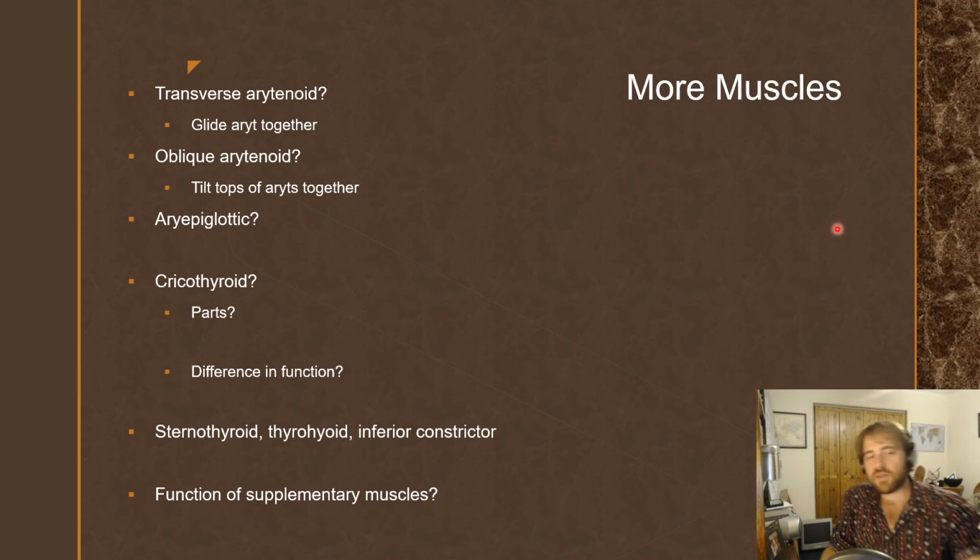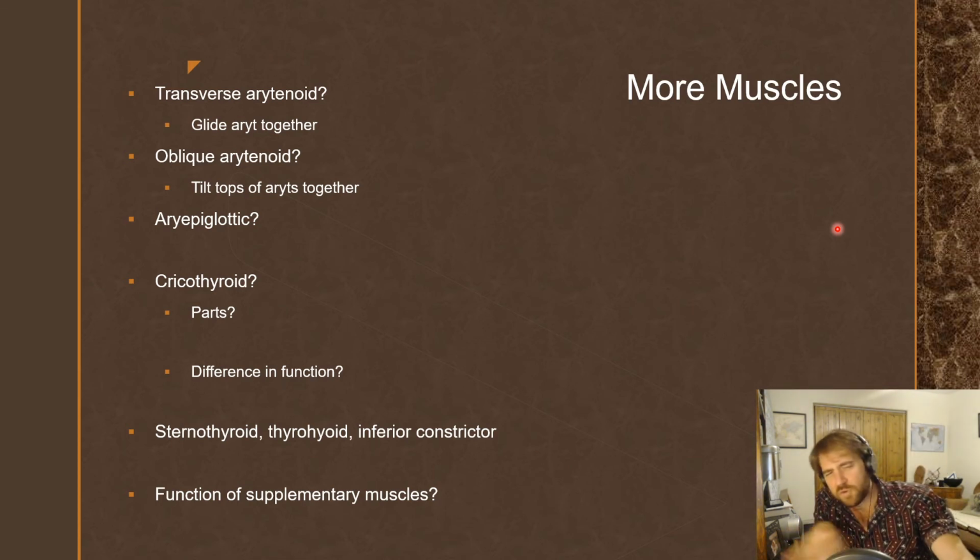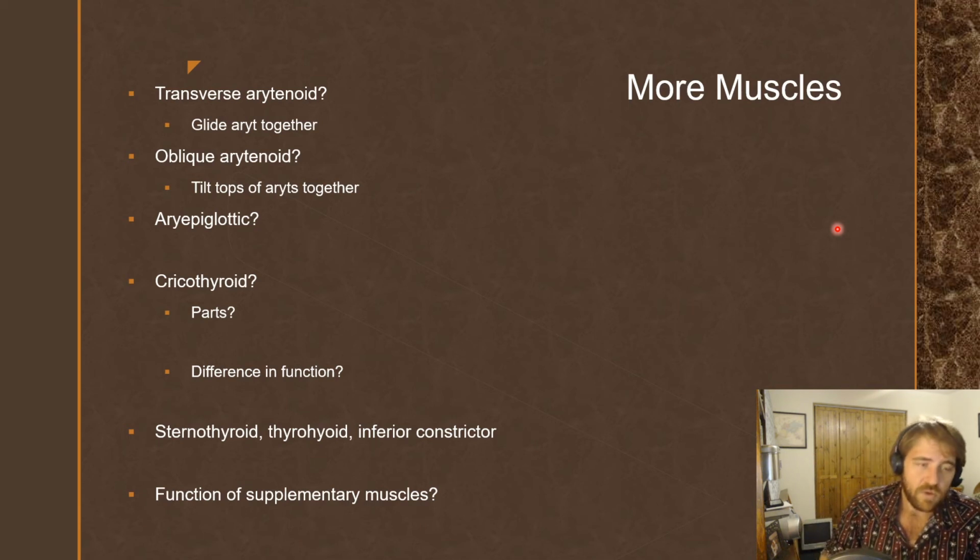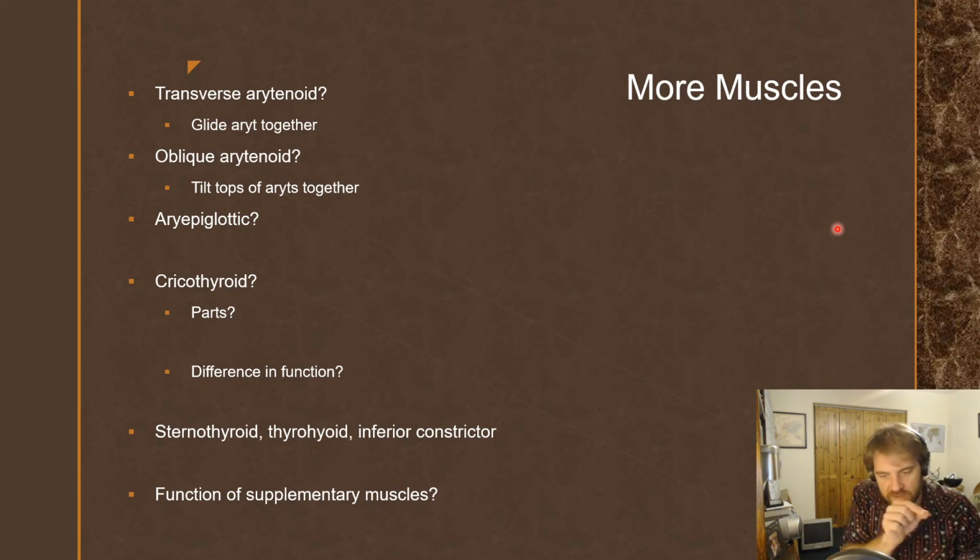And the aryepiglottic muscle, I have 2 questions for you on this one. First of all, what does it do? Second of all, what is it a part of? I mean, the aryepiglottic muscle connects to what other muscle? Connects to the oblique arytenoids, right? So it kind of looks like a little loop.